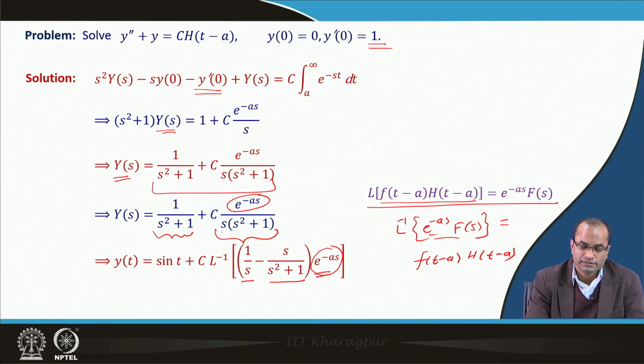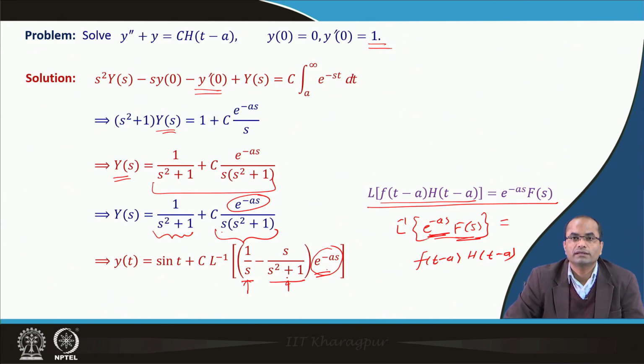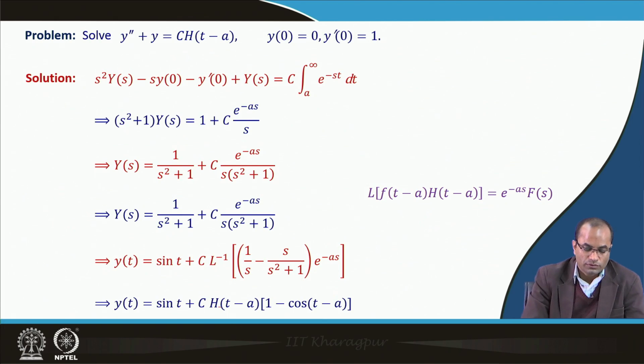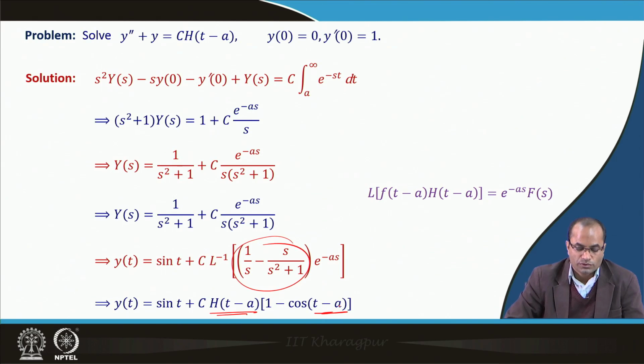So, e power minus as is sitting there too, and we have F(s). So, F(s) is 1 over s minus s over s square plus 1, there are two functions. The inverse of this is 1, and the inverse of s over s square plus 1 is cos t. So, then there will be a shift in cos t, that t will be replaced by t minus a, and there will be a factor h(t minus a). That is all. So, this we can handle easily now. So, we have the Heaviside function h(t minus a), and this is the 1 minus cos t inverse of this, but because of this shifting theorem there will be a shift here also. So, we have constant c times the Heaviside function h(t minus a) and 1 minus cos(t minus a).